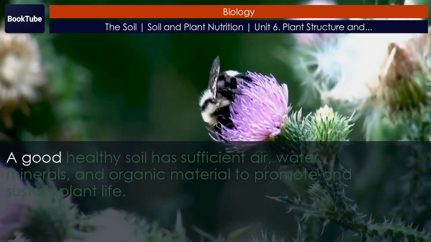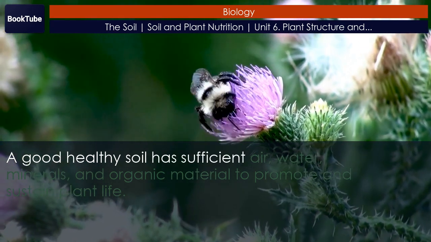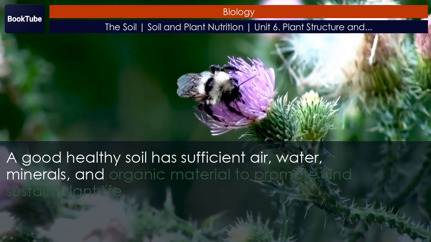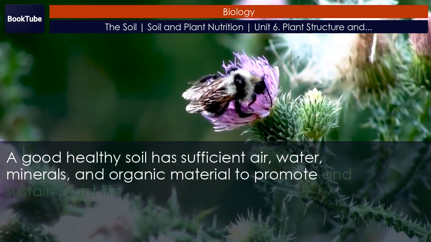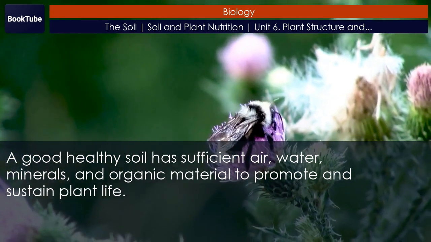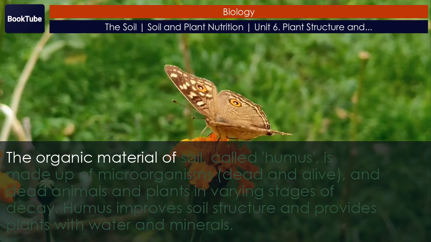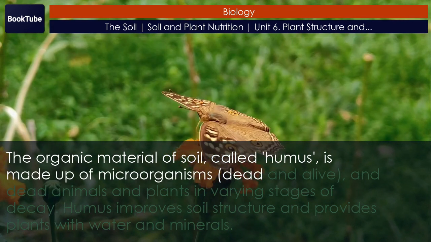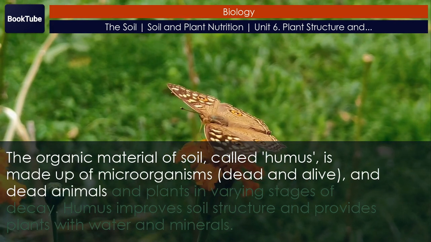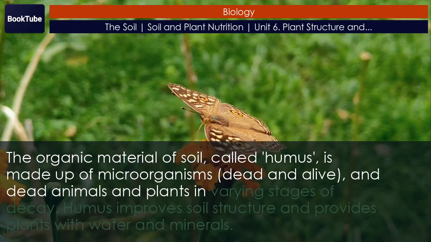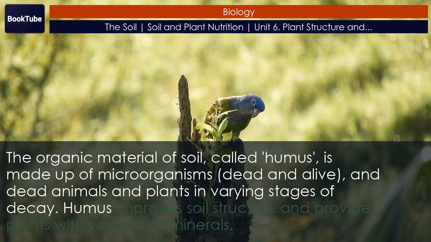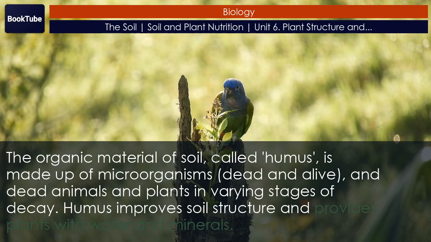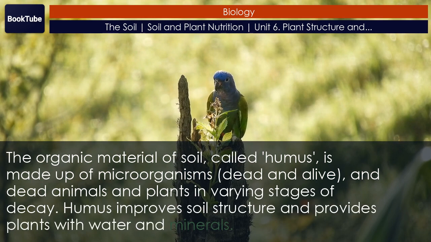A good healthy soil has sufficient air, water, minerals, and organic material to promote and sustain plant life. The organic material of soil, called humus, is made up of microorganisms, dead and alive, and dead animals and plants in varying stages of decay. Humus improves soil structure and provides plants with water and minerals.